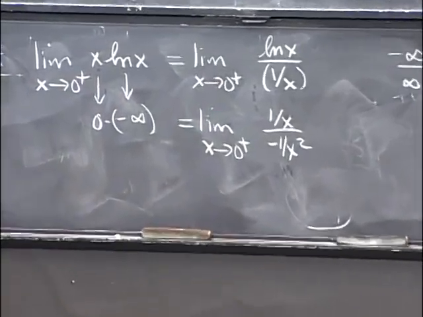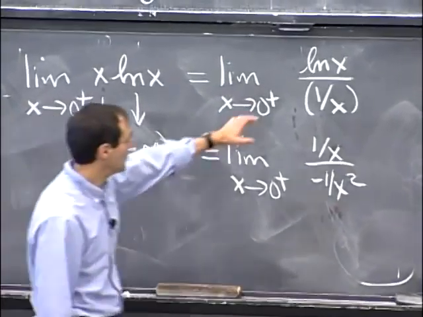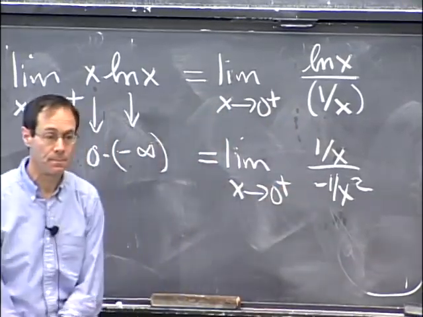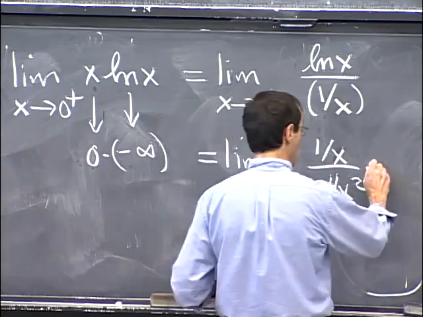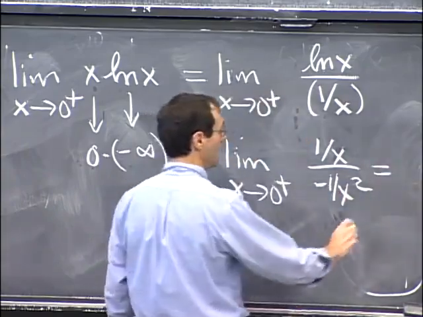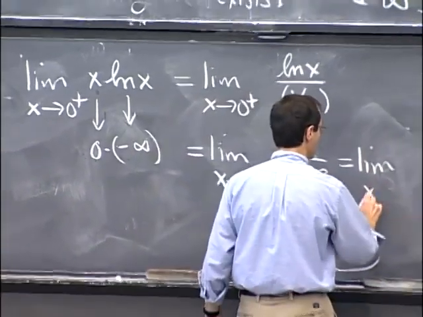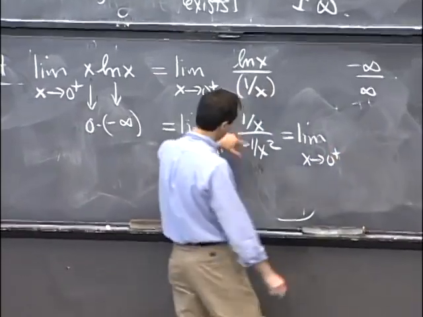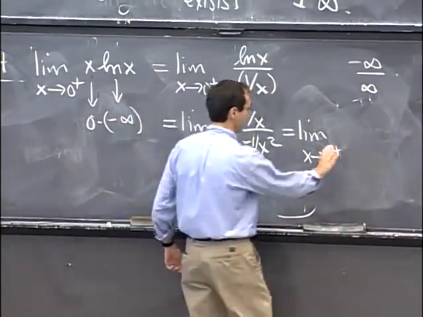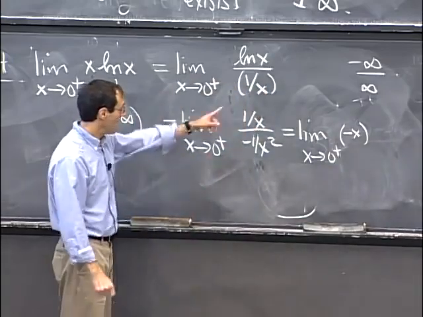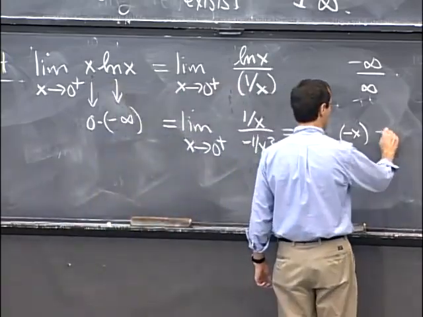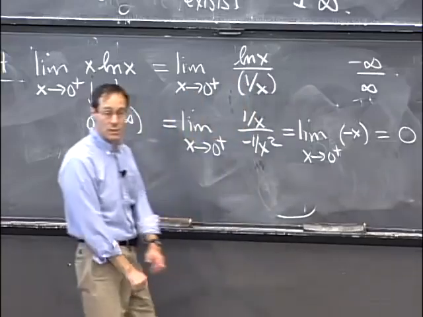Applying L'Hopital's rule is a breeze, right? You just differentiate, differentiate. And now it just simplifies and we're done. This is the limit as x goes to 0 plus of, well, the x squareds cancel. This is the same as just minus x. X factors cancel. And so that's 0. The answer is that it's 0.